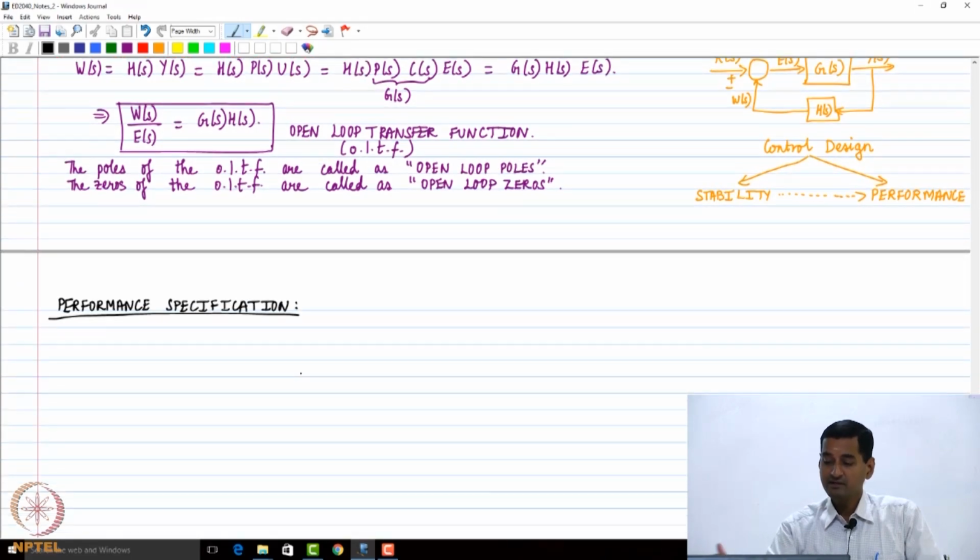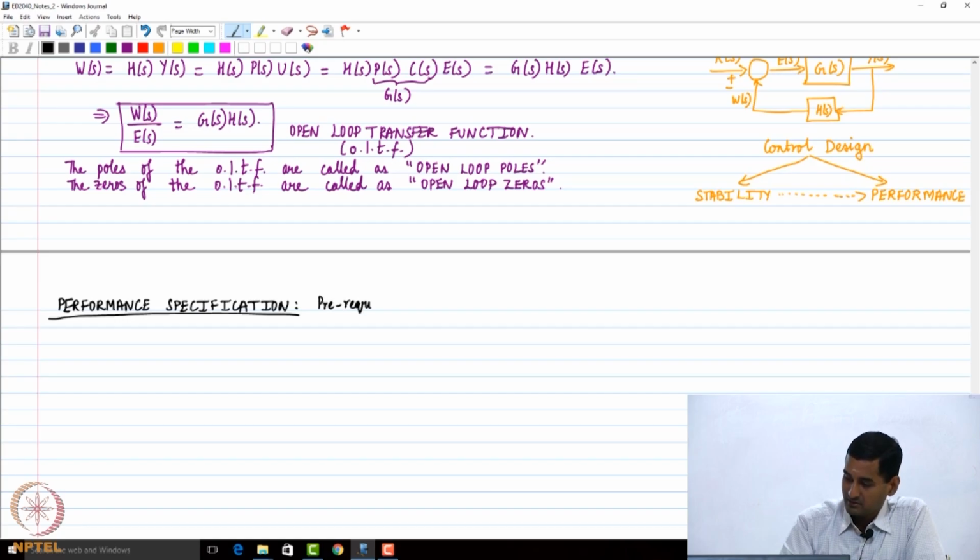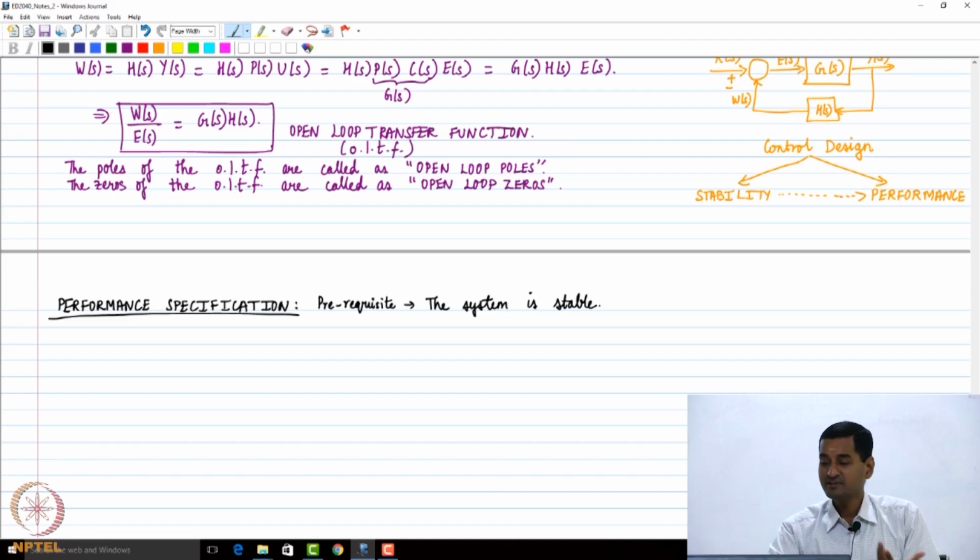So typically the prerequisite is that the system is stable. Okay, that's why I discussed stability first, right? Because without stability there is no point in discussing performance, right? So as a prerequisite, I can only do performance analysis of those systems that are stable to begin with, okay?